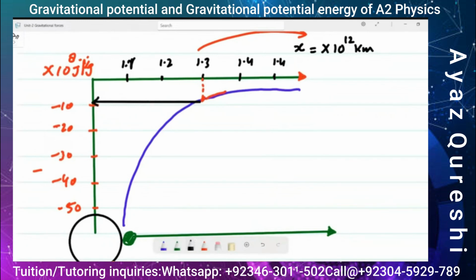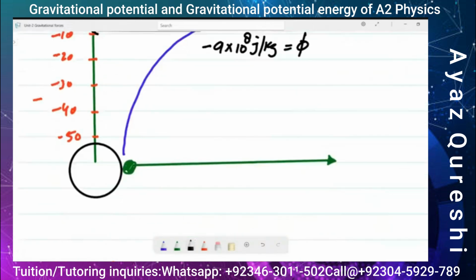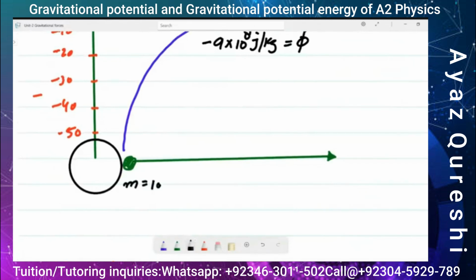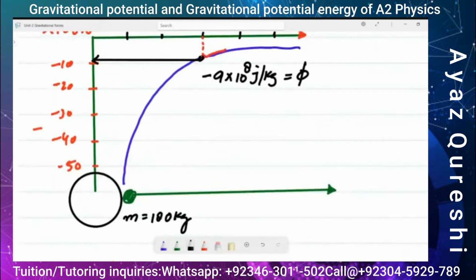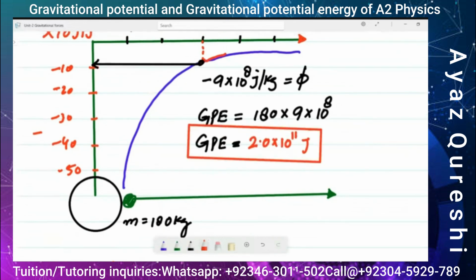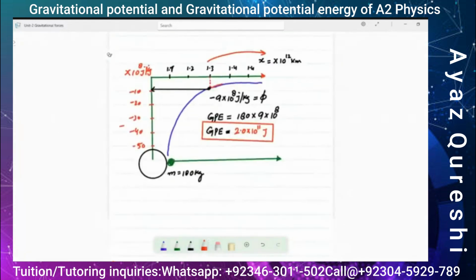The potential is almost -9 into 10 power 8 joules per kg. This is your potential here. And the mass of the rock I give you. Let's say the mass of the rock is 180 kg. Okay, so at this point you can calculate its gravitational potential energy, and that gravitational potential energy is 180 times 9 times 10 power 8. So you will get some number, a calculator is there. This is what we are going to find, the gravitational potential energy.